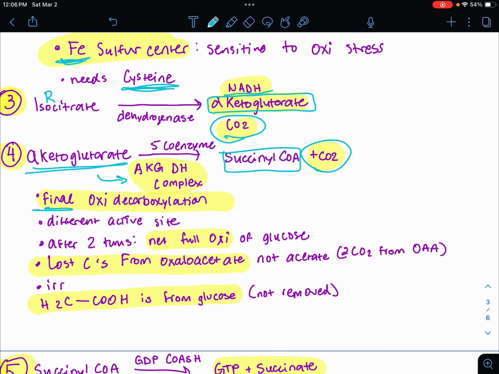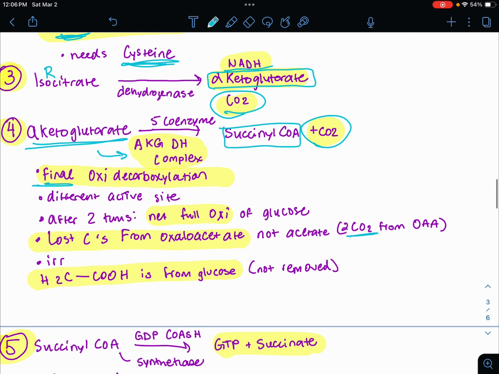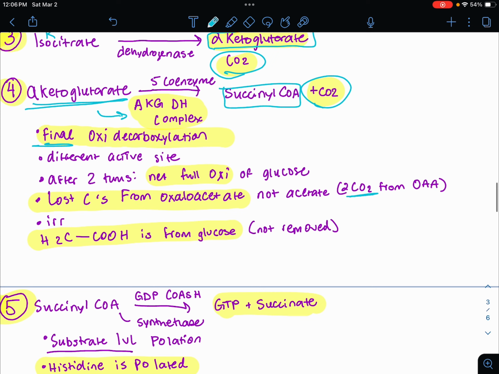There's going to be a different active site in this complex, however, but after 2 turns, we have the net full oxidation of glucose. The lost carbons are from oxaloacetate. These CO2s are from oxaloacetate, not acetate. Again, the 2 CO2s. In step 3, we made a CO2 using isocitrate and the isocitrate dehydrogenase. In step 4, we made another CO2 from alpha ketoglutarate and the dehydrogenase complex. Those 2 CO2s are from oxaloacetate, not acetate. Step 4 is also irreversible, so we could regulate it.